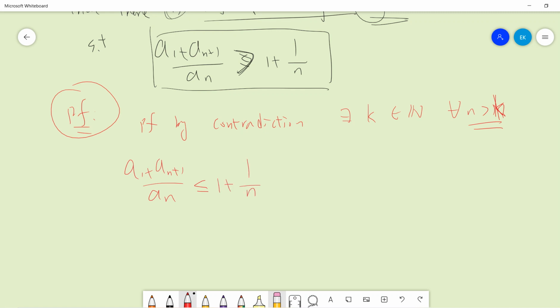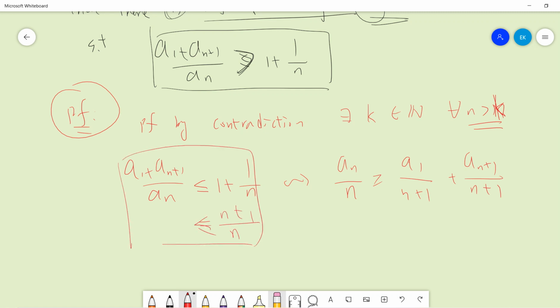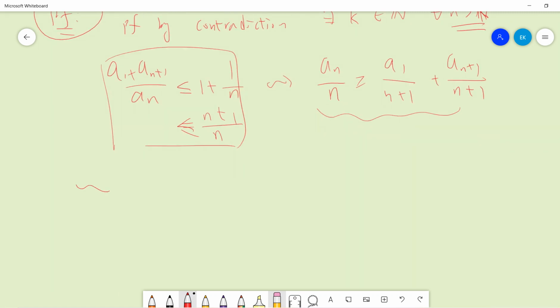Okay, so you can change it into a_n minus a_n divided by n being greater or equal to a1 divided by n plus 1 plus a_{n+1} divided by n plus 1. I think you just write it down like this, and then you do the expansion, so you can get this. So this gives you that a_k is greater or equal to, plugging in n equals k, a1 divided by k plus 1 plus a_{k+1} divided by k plus 1, and this is greater or equal to a1 divided by k plus 1.